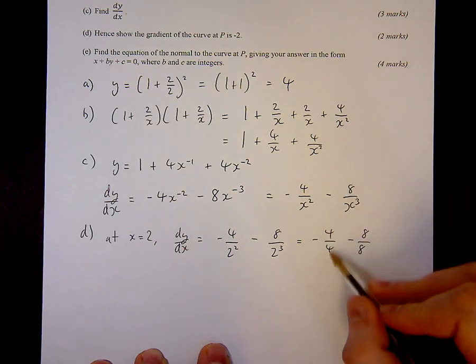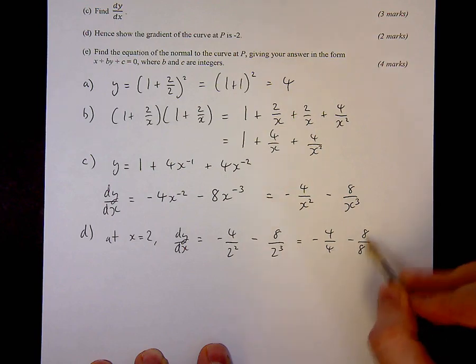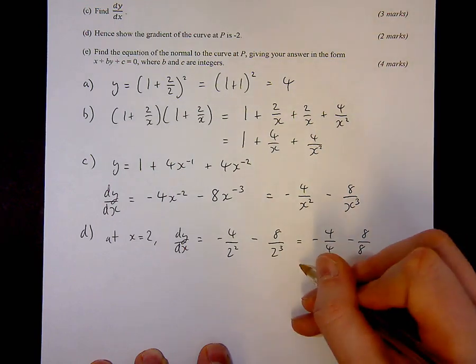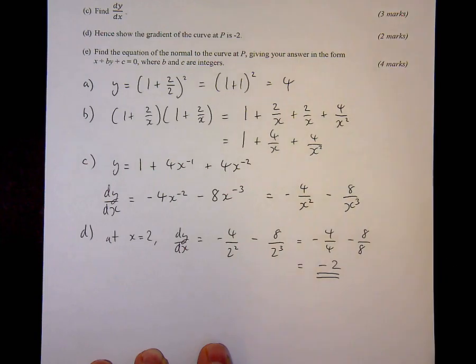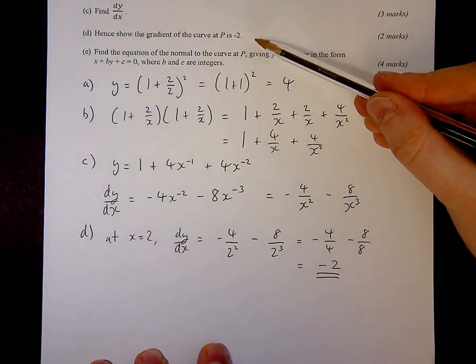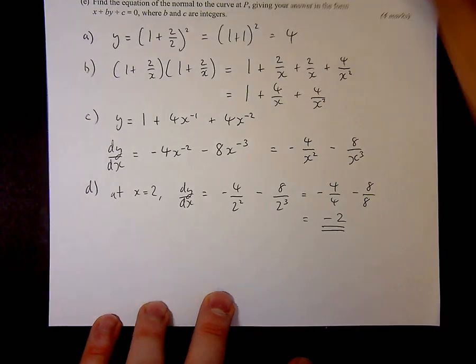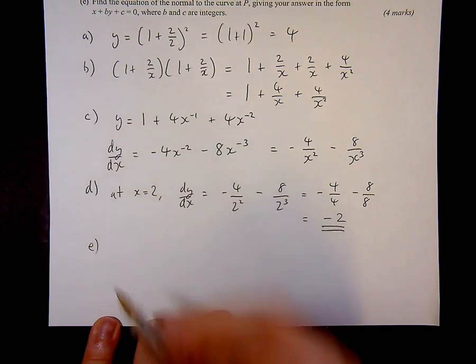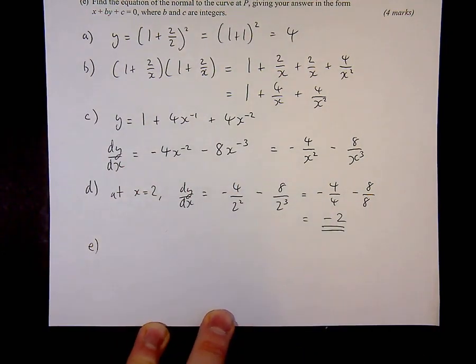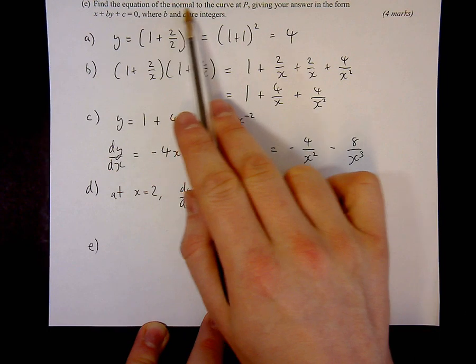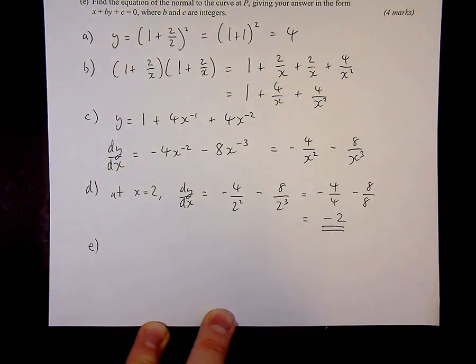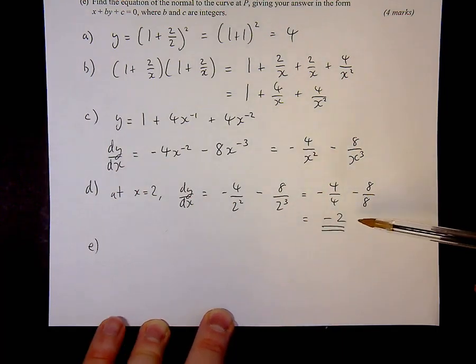And the final question you need to do, E, find the equation of the normal to the curve at P. Now, keep in mind it is the normal. Watch out for that in exams, because it's easy to slip up on. This is the gradient here, negative 2, of the curve, or the tangent. The normal will be the negative reciprocal of that. So the gradient is going to be the negative reciprocal of negative 2, which is a half.